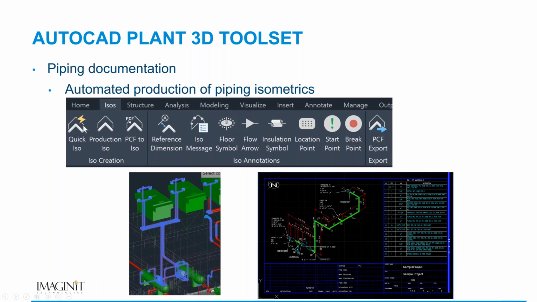With the piping isometrics here, I can create quick ISOs, production ISOs, things like that. I just simply click on the piping elements I want. I tell it to create an ISO, and it will actually create the piping isometric drawing like this. It includes all the parts I've selected, will actually generate a bill of materials and place it on a title block for me.